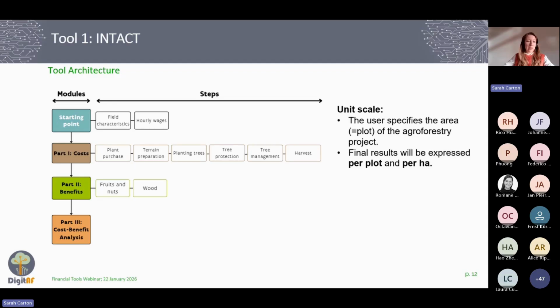And when that is finished, the benefit module will start, which has a difference between the fruit and nut yield and the wood yield. If it's completed, then the cost-benefit analysis will be performed. And just to explain a unit scale, so the user specifies the area of the agroforestry project in hectares, and the final results will be expressed per plot and also per hectare. And on the next slide, I will play a video which I recorded, in which I explain the tool step by step.